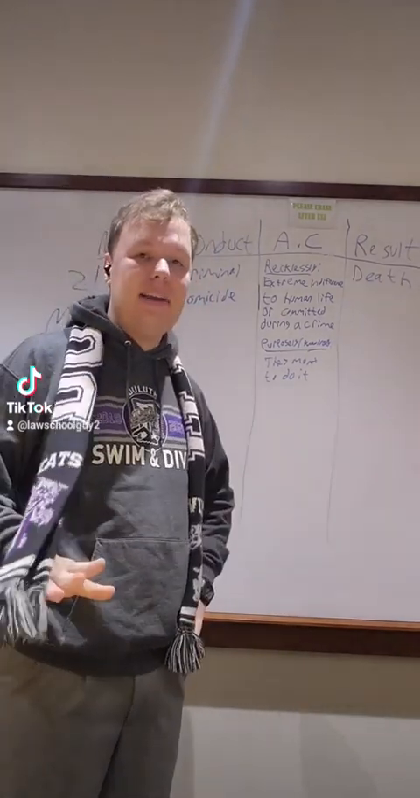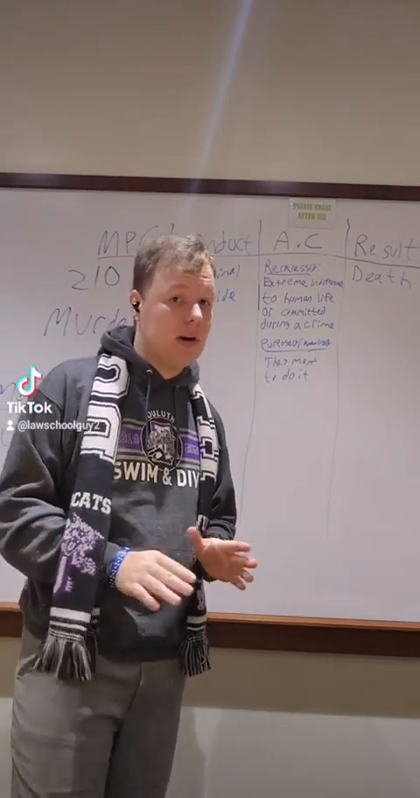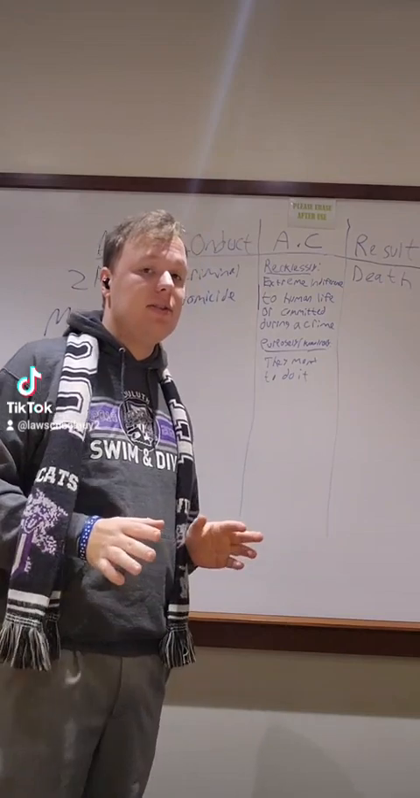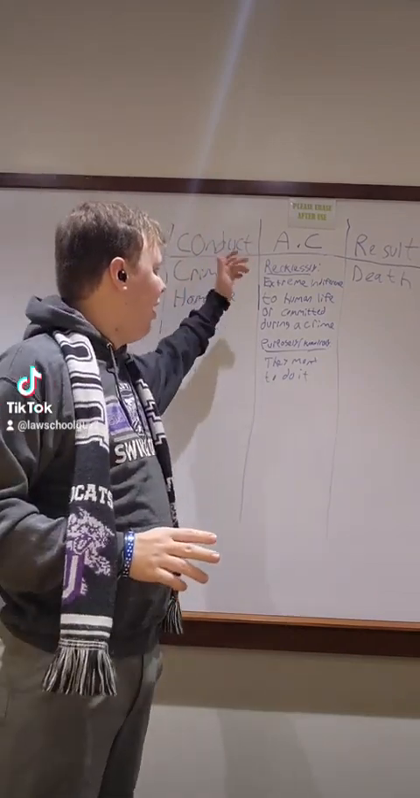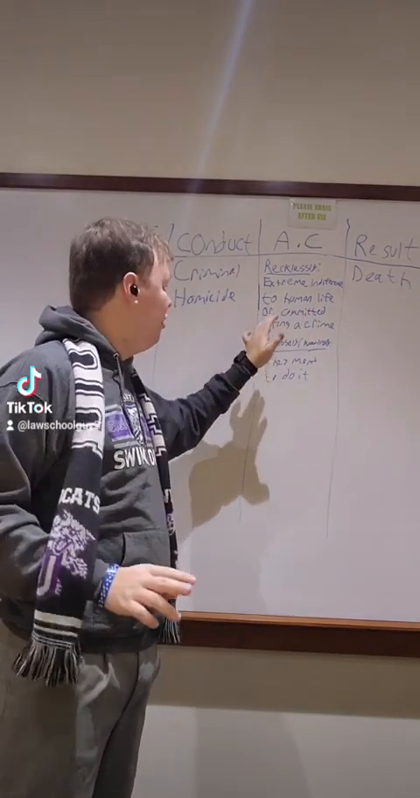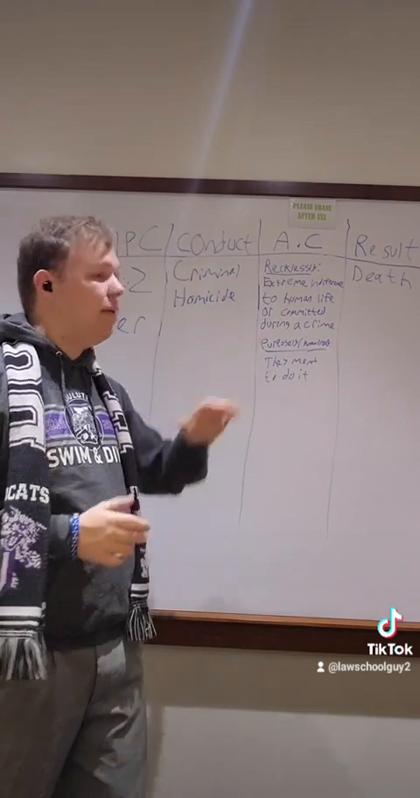The more complicated one is recklessly, because you can recklessly be charged with murder. It's not always just manslaughter. You're recklessly charged with murder if you manifest an extreme indifference to human life, or the murder is committed during a crime. So let's start with an extreme indifference to human life.